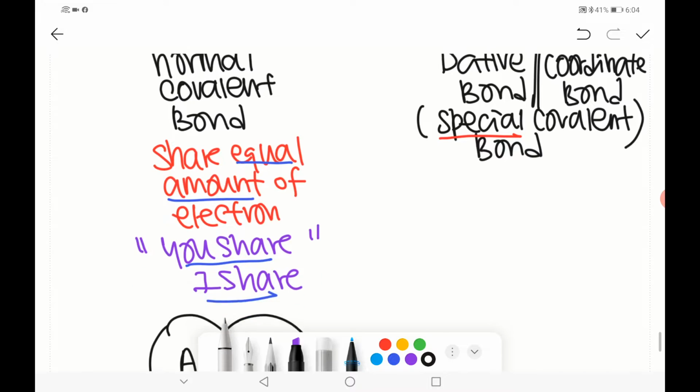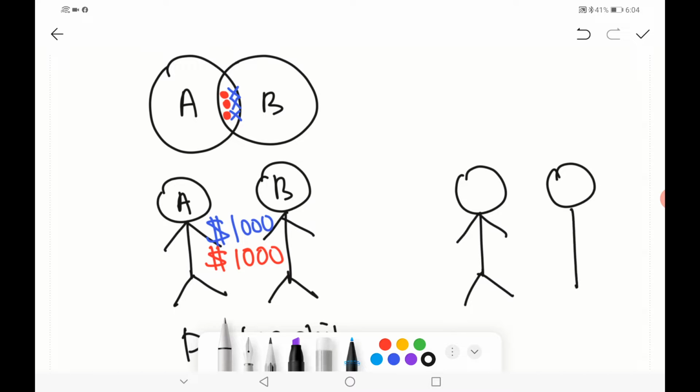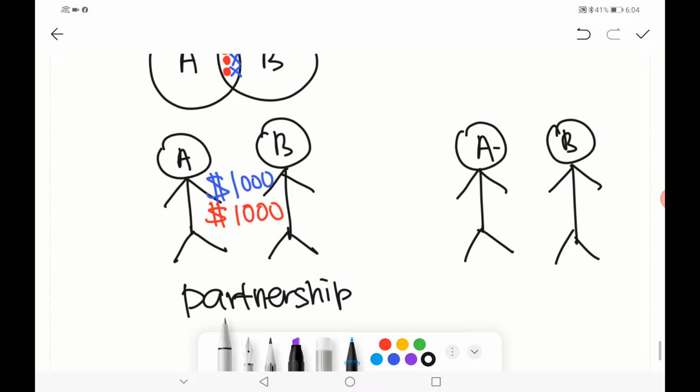In dative bond, we still have two people here, I call them A and B still. They still want to get a total capital of $2,000. The difference is, just now when you come to normal covalent bond, where did the $2,000 come from? A contributed 1,000, and B also contributed 1,000.